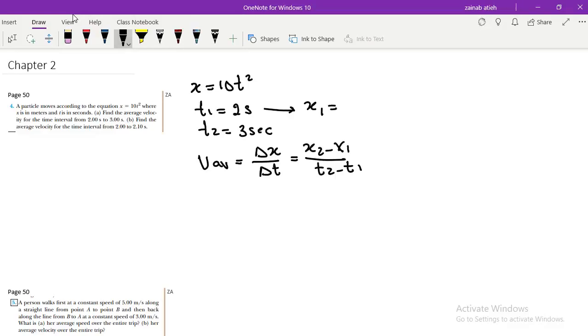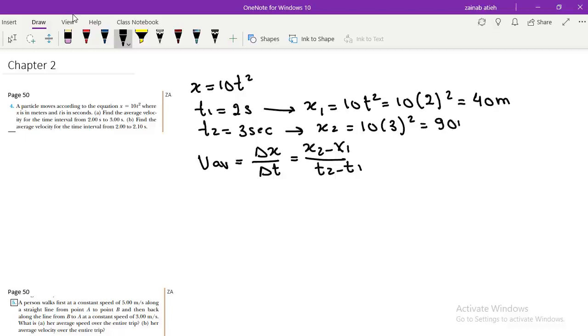x1 is equal to 10t squared. It's equal to 10 times 2 squared. I will get 40. The SI unit is meter for x. For t2, I will get x2. It's equal to 10 times 3 squared. I will get 90 meter.